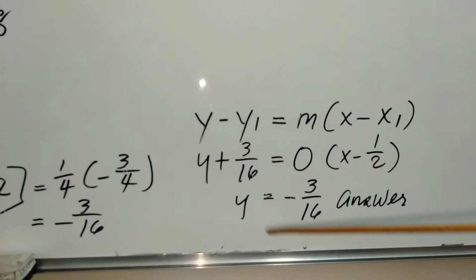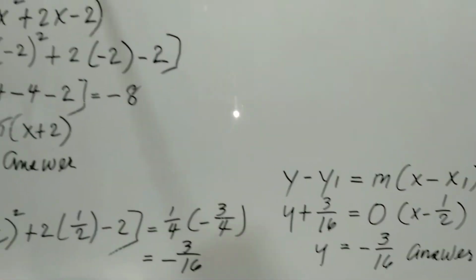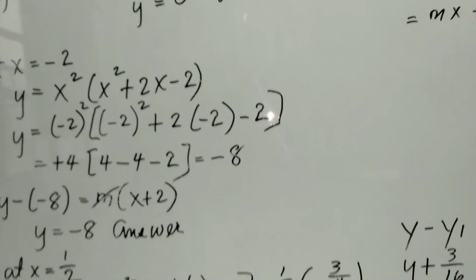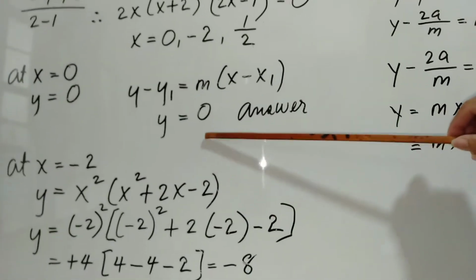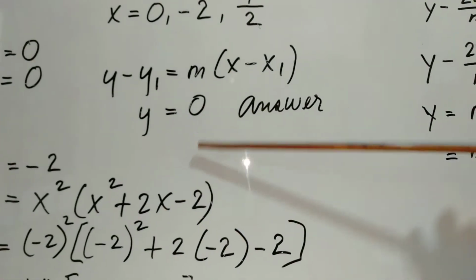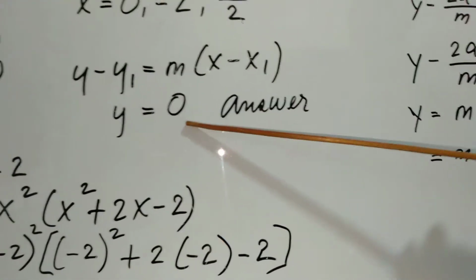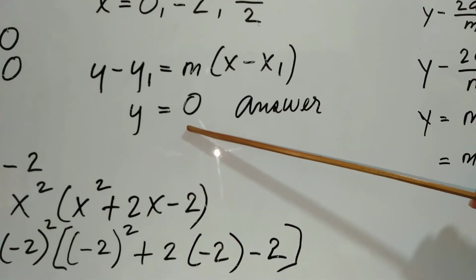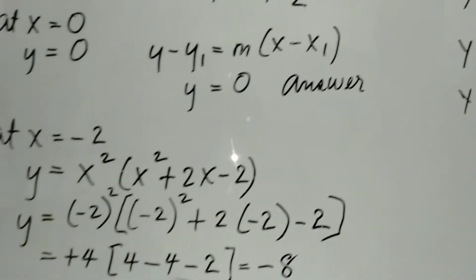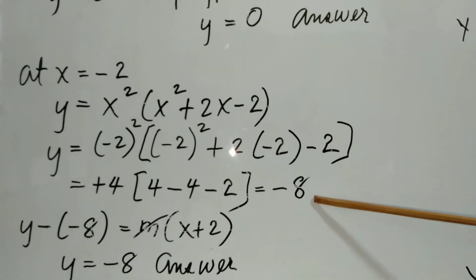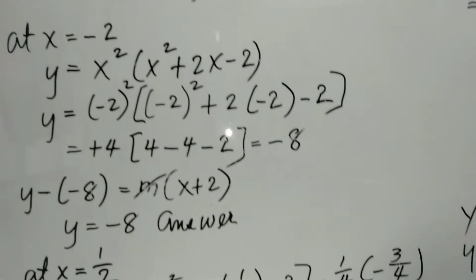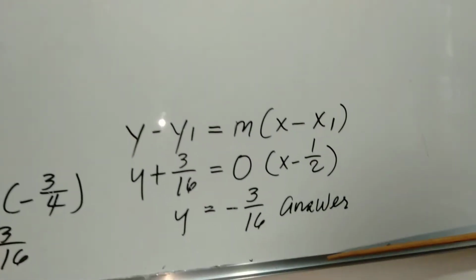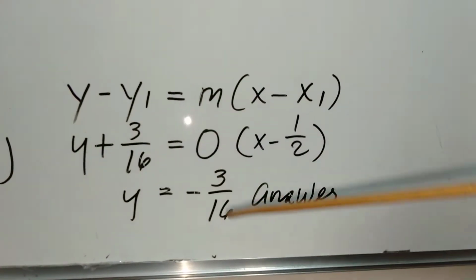So we got 3 lines for the first problem. The first one, y is equal to 0, which is the x-axis itself. The second line is y is equal to negative 8, below the x-axis. And the last one is y is equal to negative 3/16. We got 3 answers for number 1. So we have another problem.